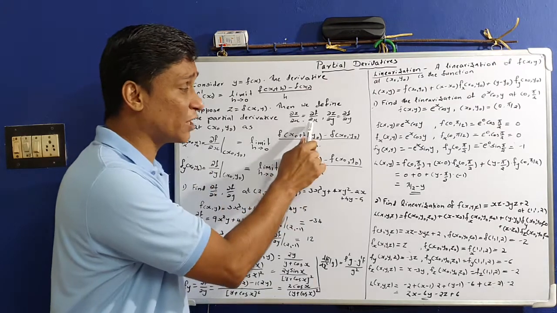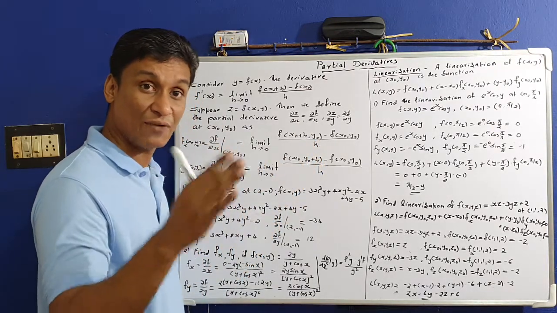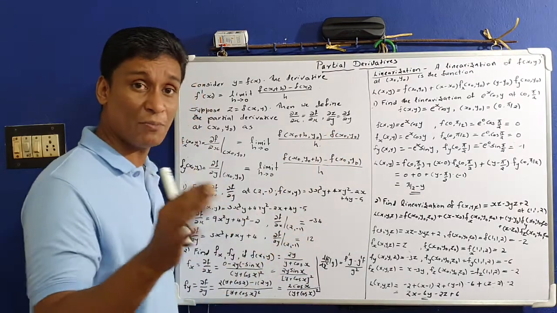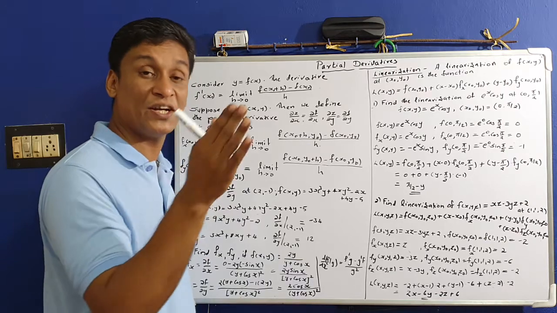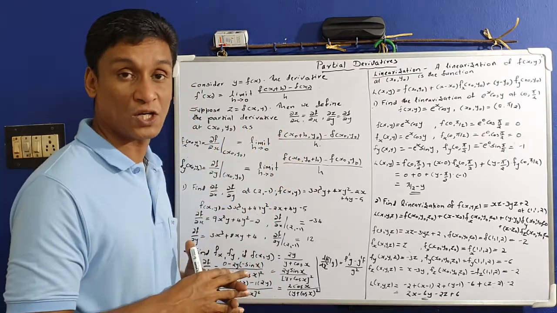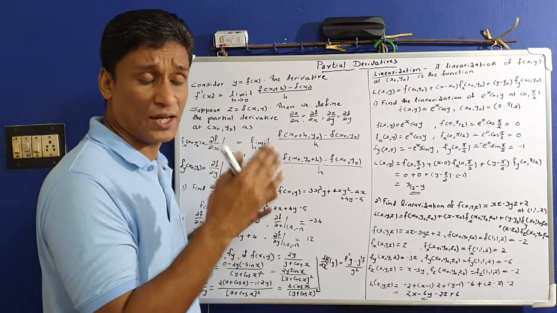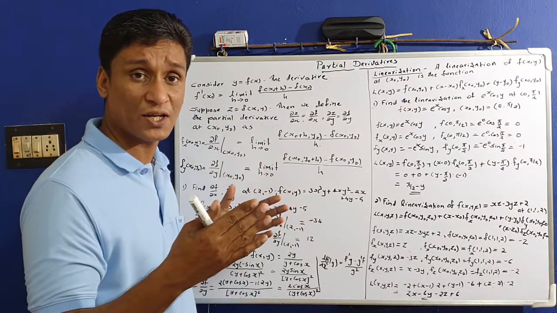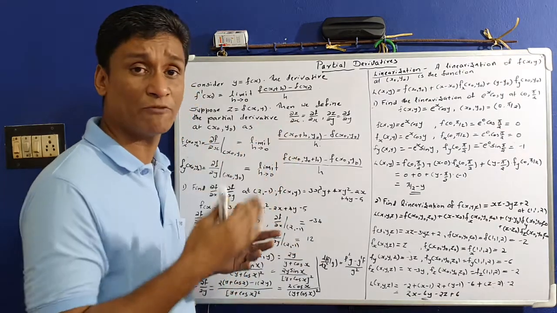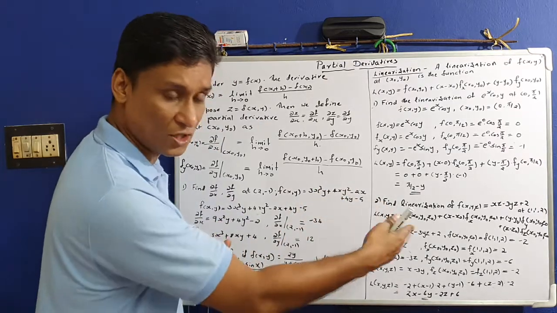In the case of dou f by dou x, the only variable we are considering is x, and we take y as constant. In the case of dou f by dou y, the variable we are considering is y, and we take x as constant. So we are going to define these two partial differentials. And if w equals f of x, y, z, or f is a function of three variables, similarly we can define dou f by dou z, which is discussed in one of our problems later in this class.